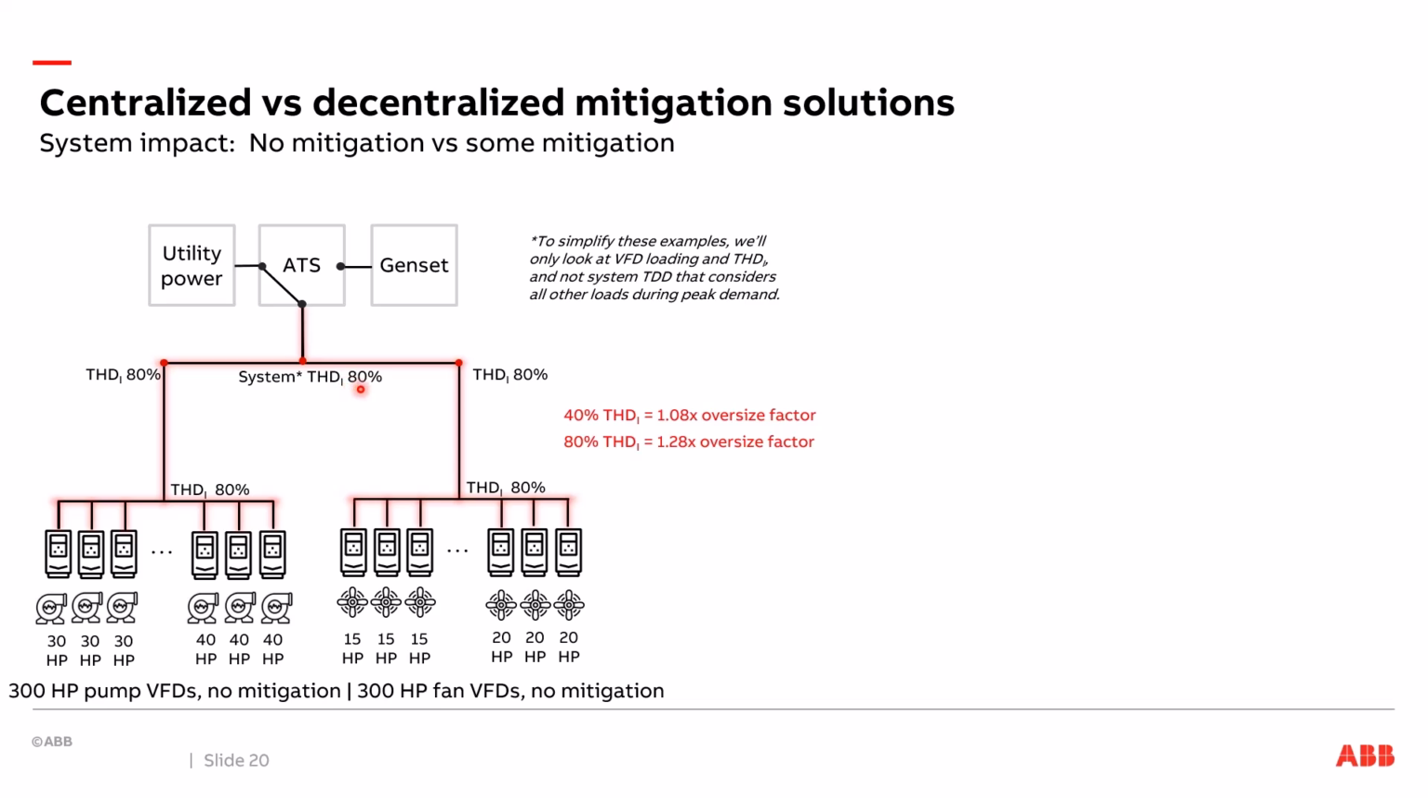I gave the example earlier about the 30 horsepower drives and the different input current ratings. If you look at your harmonics, if you have 80% current distortion, that typically means about a 1.28 times oversize factor for your fuses, your breakers, your wires. So that's what this red is indicating. I need to oversize all of this because of the high harmonic content.